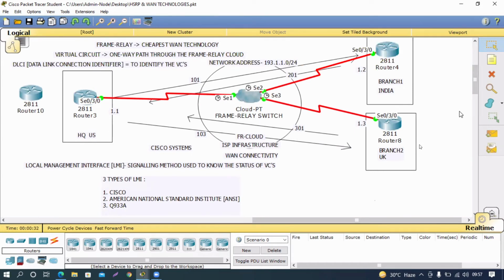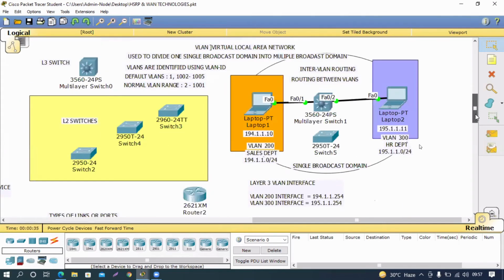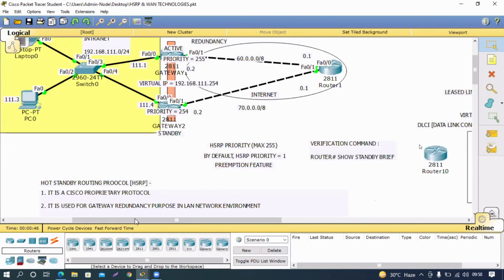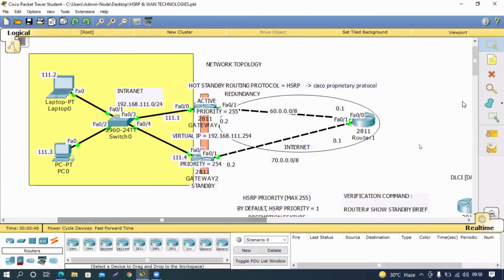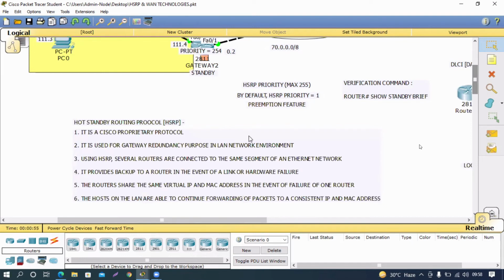And the VLAN concept, you have already got it, correct? Yes, sir. So that means HSRP and WAN technology. Over here you are getting HSRP. This is what we discussed. Take the screenshot. And this is some information on HSRP. Taken, sir. Okay.